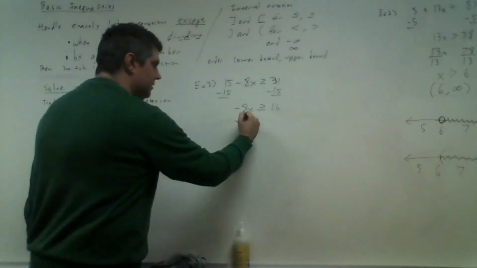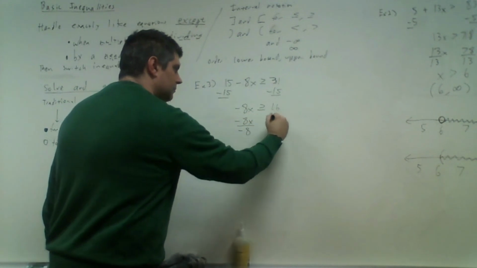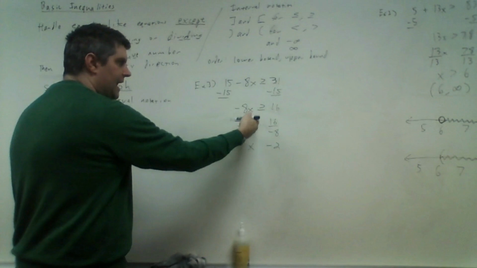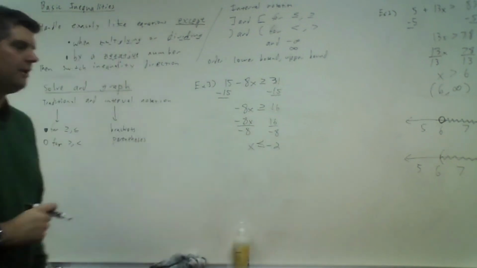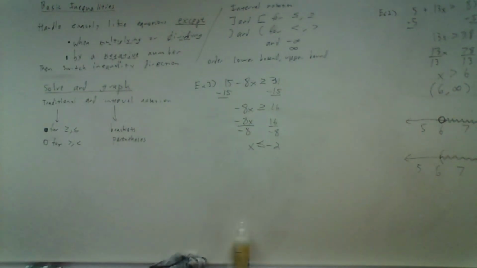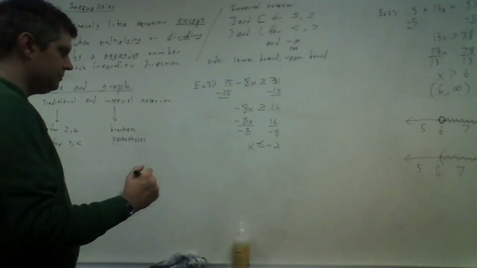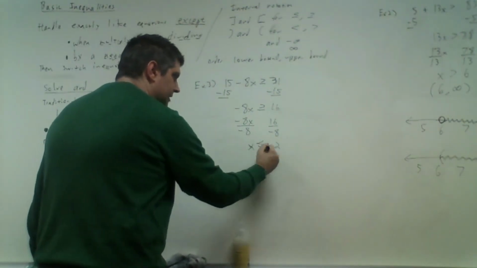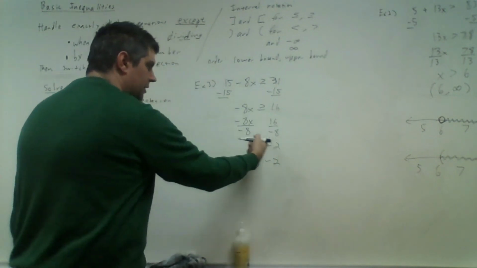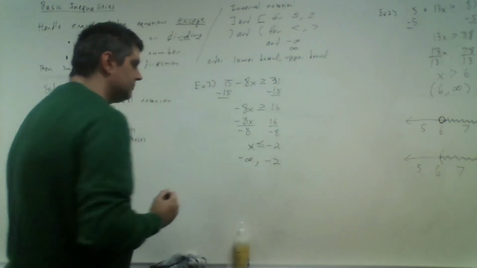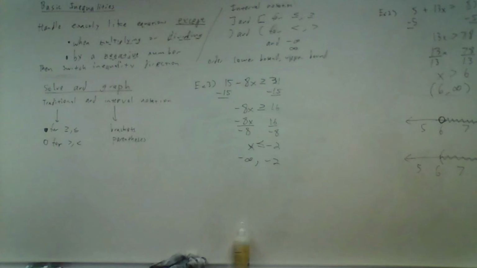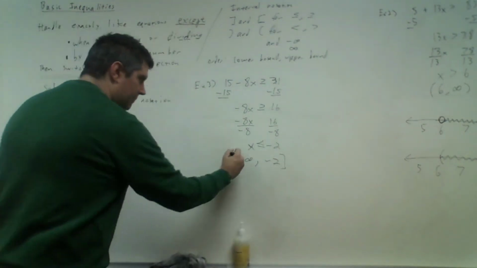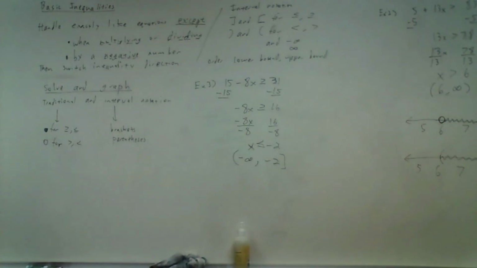Divide off the negative 8. We get x and we get negative 2. I divided by a negative, so the mouth will now turn to face away from the x. In interval notation, x is less than or equal to negative 2 means that negative 2 is the upper limit. There's no limit to how low x can get, so we'll use negative infinity. There's got to be a bracket because of the or equal to and a parenthesis for the version of infinity.